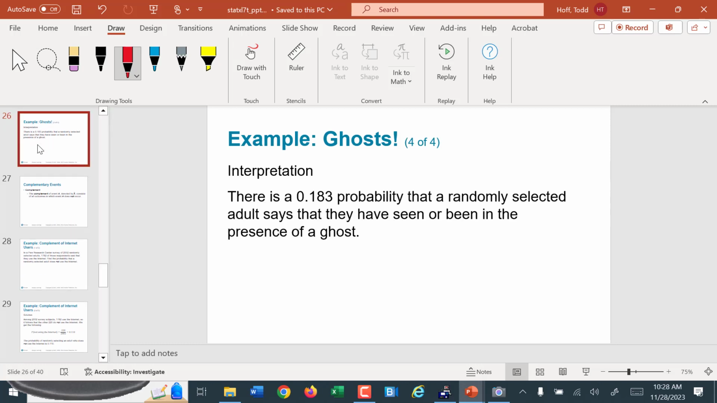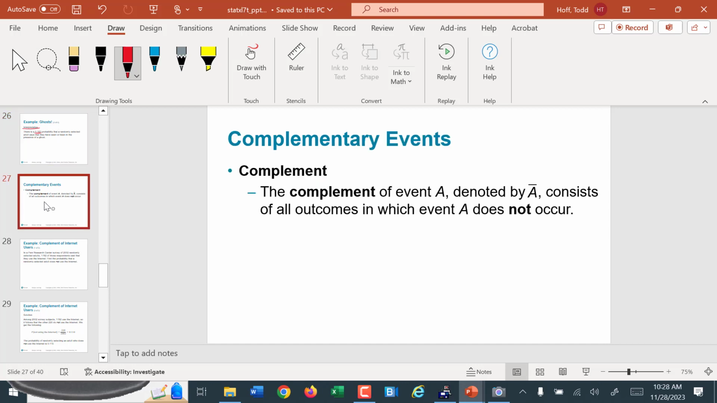So there's a 0.183 probability that a randomly selected adult says they have seen a ghost. So this is an example, this interpretation, of extending now this sample out to the entire population. 2,000 is a pretty big sample. 2003 was the size of the sample. That's big enough that we could say it's probably representative of the larger population. So we had 0.183 probability of a randomly selected person in the sample saying they've been in the presence of a ghost. We extend that to the whole population saying, yeah, we feel there's about a 0.183 probability that any randomly selected adult would say they've been in the presence of a ghost.